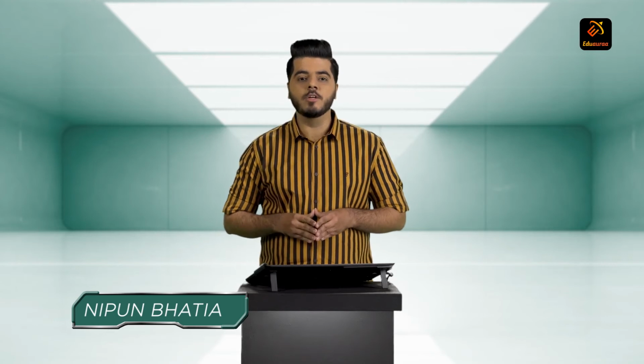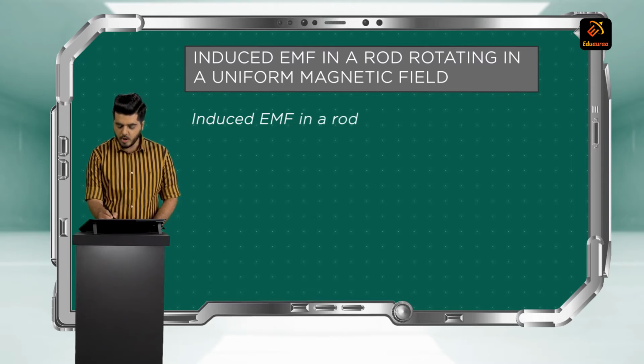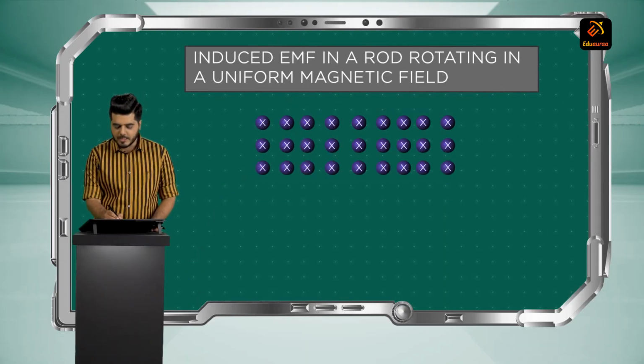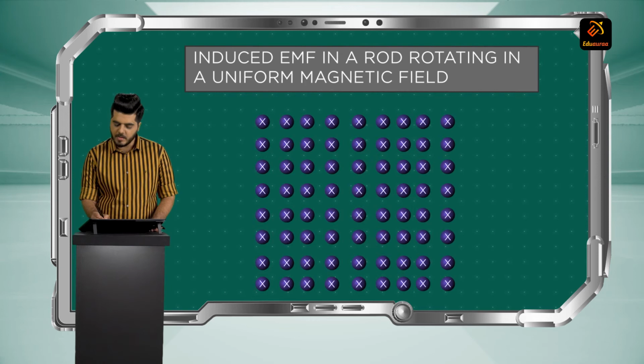Today we'll be starting with the topic Induced EMF in a rod rotating in a uniform magnetic field. So let us first draw the diagram according to the condition of the question. Now here I am going to consider a uniform magnetic field, something like this. If this is a uniform magnetic field, it is having a magnetic induction of capital B bar.